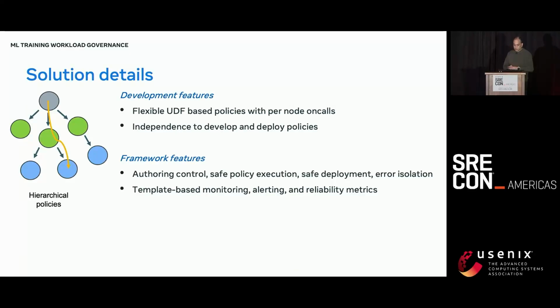And the framework also provides authoring control and safe policy execution. So we basically isolate the context in execution, in authoring, and at runtime so that the error is isolated and is routed to the right team. In essence, we want independence, we want ownership, and most importantly, we want isolation. If a policy is failing and it is stopping a lot of jobs, we don't want the whole town to be woken up. It's only the folks who are responsible for that policy who are on call for it.